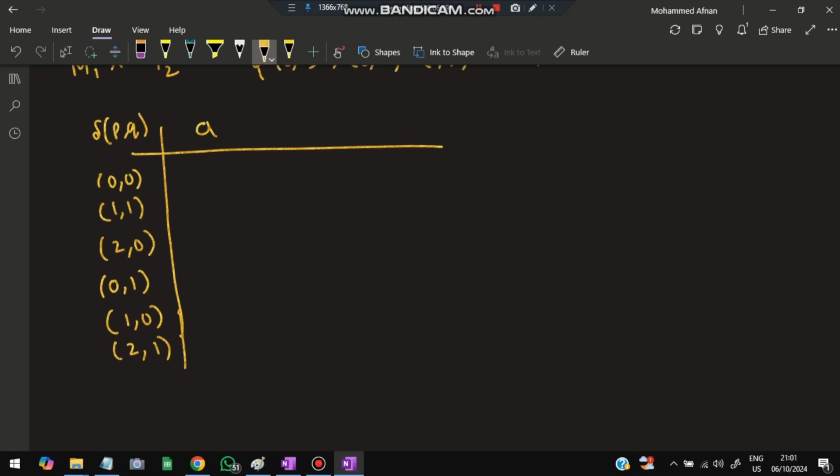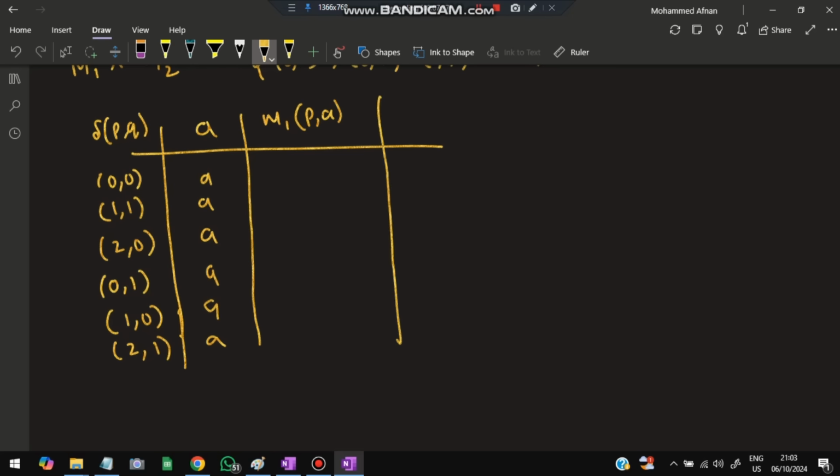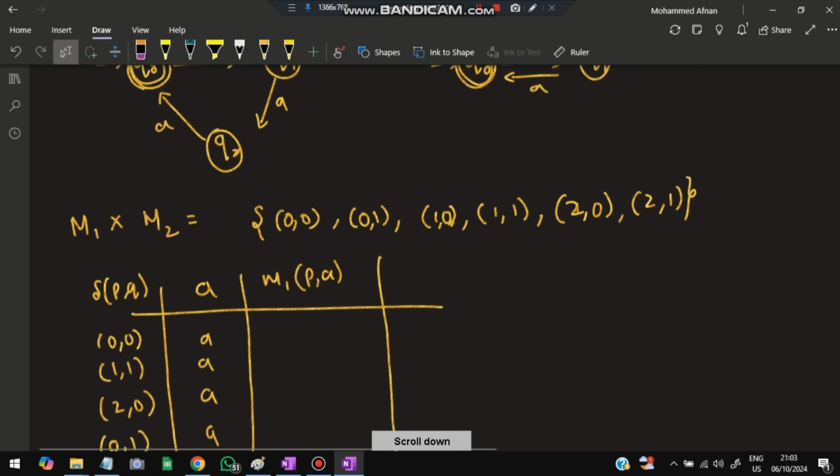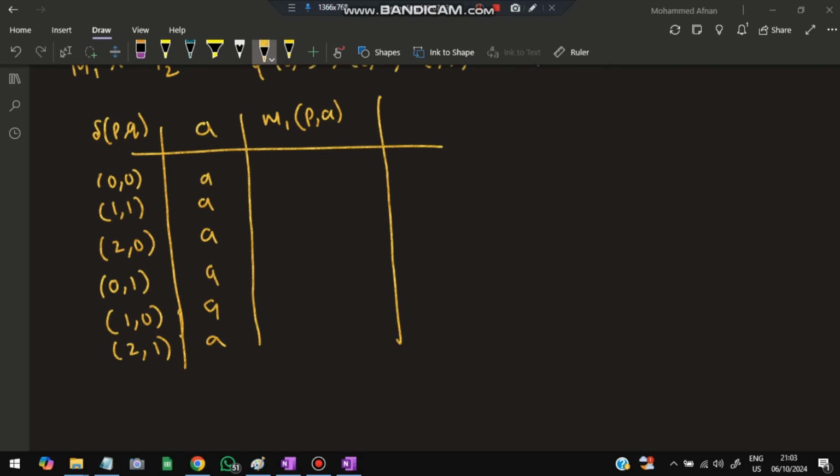Here I will take the input alphabet, since it is A, I will just take A here, so I will be writing A, and A. After that, I will be writing the M1's P, Q. M1's P, Q. Now, if it is 0, 0, what is the possible answer in M1, P, Q? Okay, so here you have to write PA, not PQ, and here we'll be writing it as M2 and Q, A.